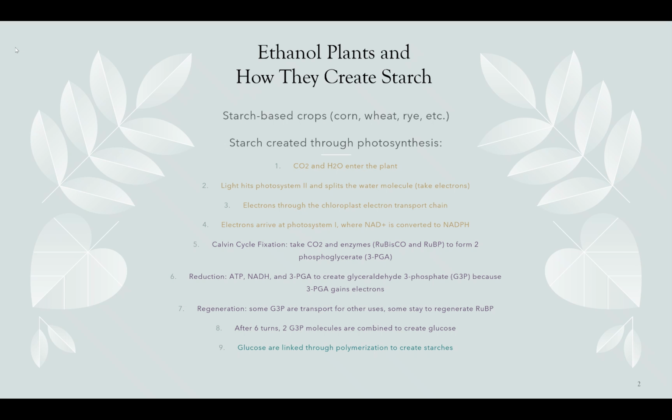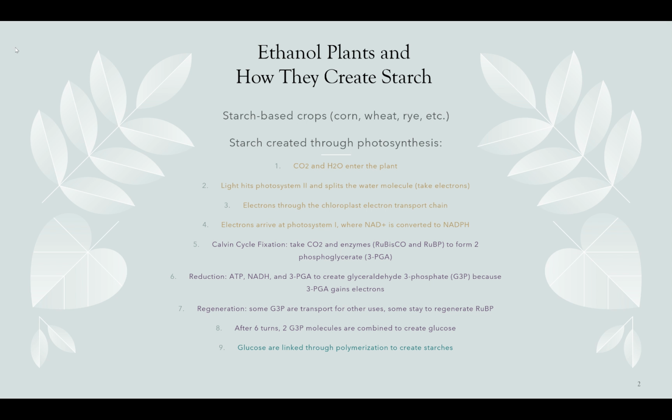So the electrons get taken through the electron transport chain all the way to photosystem 1, where NAD plus is converted to NADH. And then the Calvin cycle begins with fixation, and it takes CO2 and some enzymes to form 2 3-PGA. And then in the reduction phase, PGA is reduced to G3P because the PGA gains the electrons. And then the next step is regeneration, where G3P are transported somewhere for other use.